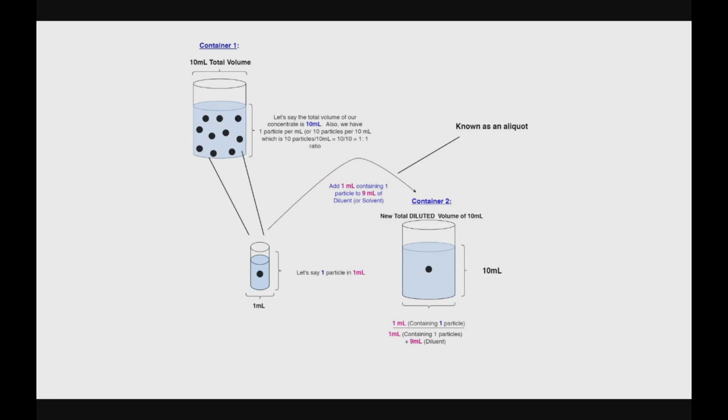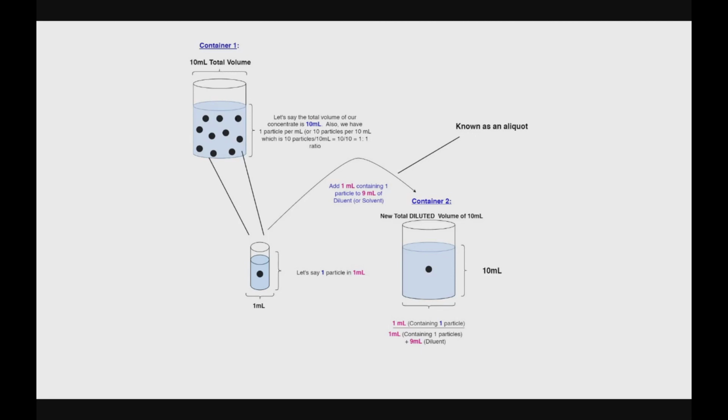So I'm using the particles as more of an illustration to give you an idea of how dilutions happen. But don't think of it as actual individual particles. Think of it more as a dark liquid. So let's say the total volume of our concentrate in container 1, we could call it our concentrate, or our starting serum, or our solute, whatever. Regardless, let's say the total volume in container 1 is 10 milliliters. We also have 1 particle per milliliter.